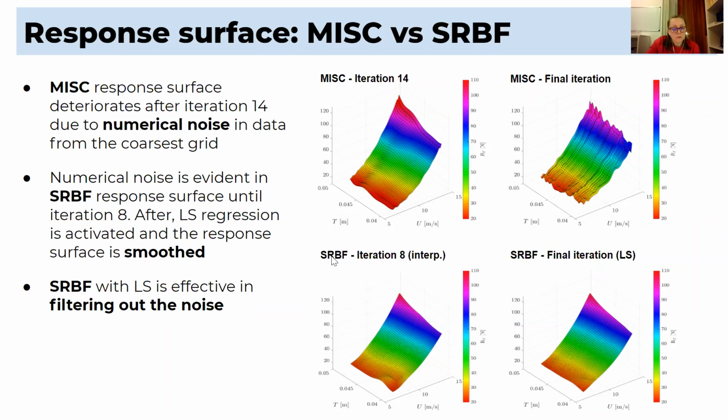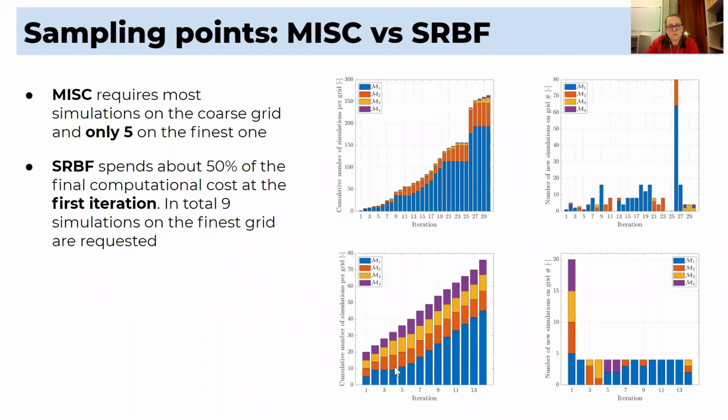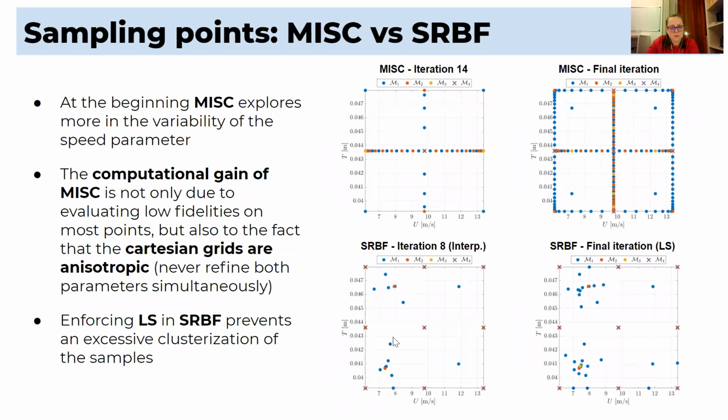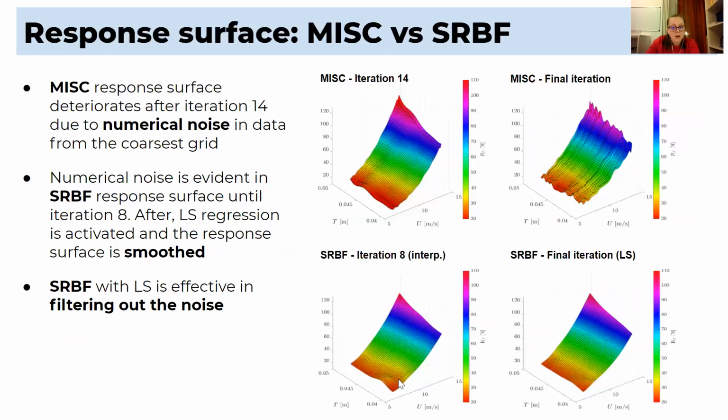Actually, SRBF instead gives quite better results, let's say. But when we look at the beginning, the result at iteration 8, where we are enforcing the interpolation, we see that there is this little bump here. So somehow this has again to do with the noise. If you remember, this was the region where we had this kind of clustering of sampling points. And so this is also reflected in what we get for the response surface.